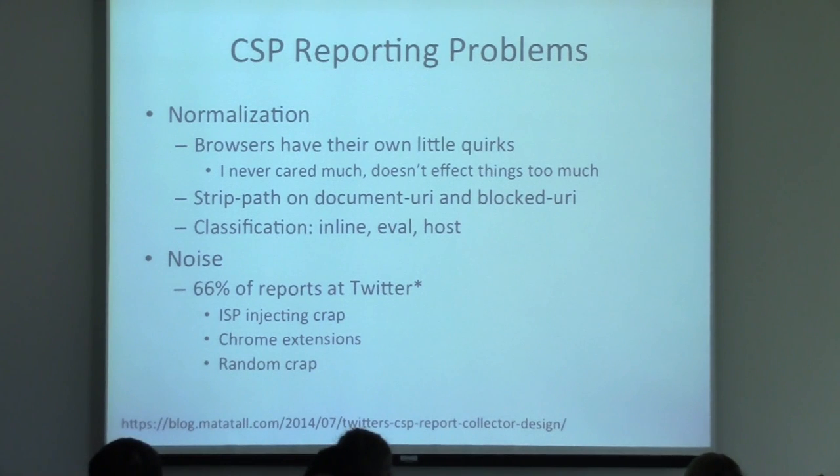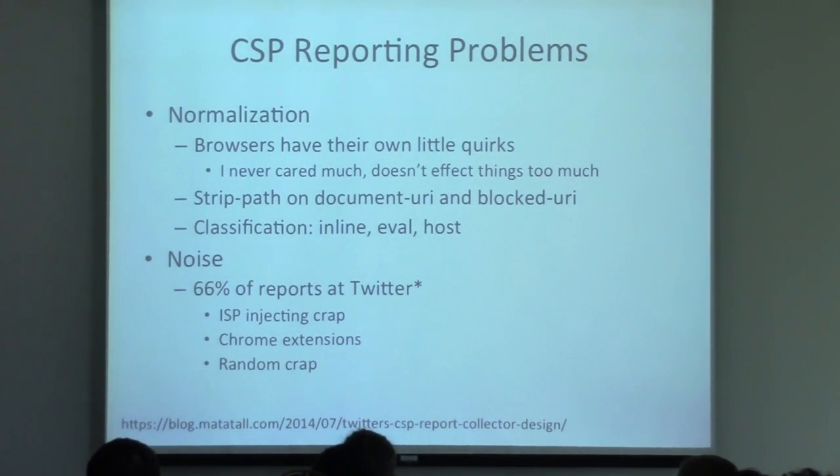Also pretty useful for normalization is when you get these reports, you get reports for different reasons, like maybe a bad eval, a JavaScript eval that shouldn't have been there. Maybe it's blocking a host, or maybe it was inline. It's useful to classify them when you receive the report. And this is from Neil's blog. Neil Matatall, one of the runners of this event, used to do a lot of CSP at Twitter. And I've seen this too. You get a lot of junk in your CSP reports, like ISPs might be injecting junk. Sometimes you just get random ads and you're not really sure where they're from.